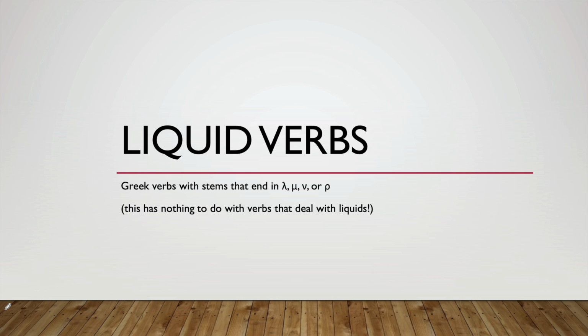Hello everyone, this is a lecture on liquid verbs. Liquid verbs are Greek verbs whose verb stem ends in the consonants lambda, mu, nu, or rho. So these verbs, liquid verbs, have nothing to do with liquids, that is, verbs of pouring or verbs of drinking, or verbs that deal with anything to do with pouring out a liquid. These are verbs whose verb stem ends in a lambda, a mu, a nu, or a rho.